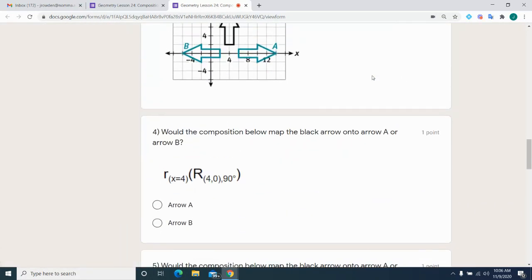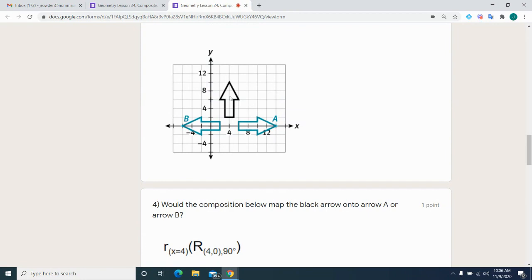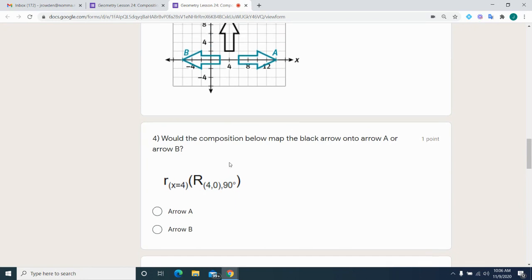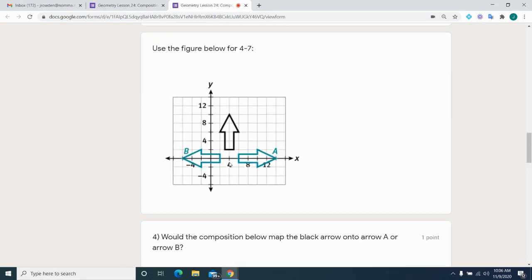Okay, so now what I want you guys to try to do, you'll have this, and you're going to follow these and decide if it would land on arrow A or B. So I want you to actually try this yourself, do 4 through 7, see what you come up with, and then I will do it. So press pause, try 4 through 7, and then you can press play. All right.